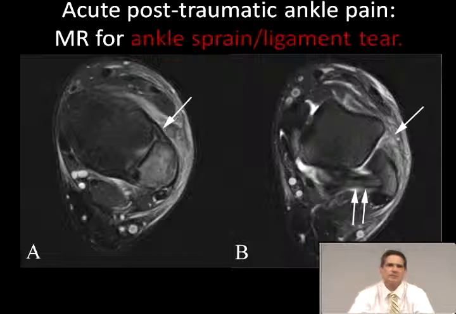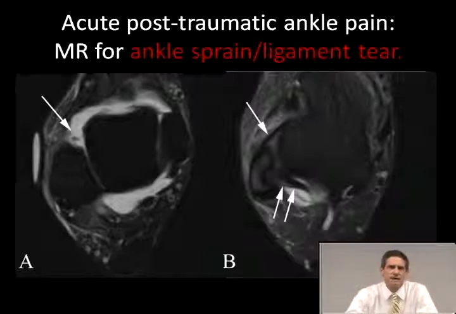So in this case, there's a 16-year-old who had pain following trauma, and you can see the normal intact syndesmotic connection, or the distal tib fib ligament spanning the anterior aspect of the ankle in A, there at the arrow. And then on the B one, you see the intact posterior talofibular ligament, and at the usual position of the anterior talofibular ligament, there's just ill-defined soft tissue density, and that's characteristic of a full-thickness anterior talofibular ligament injury.